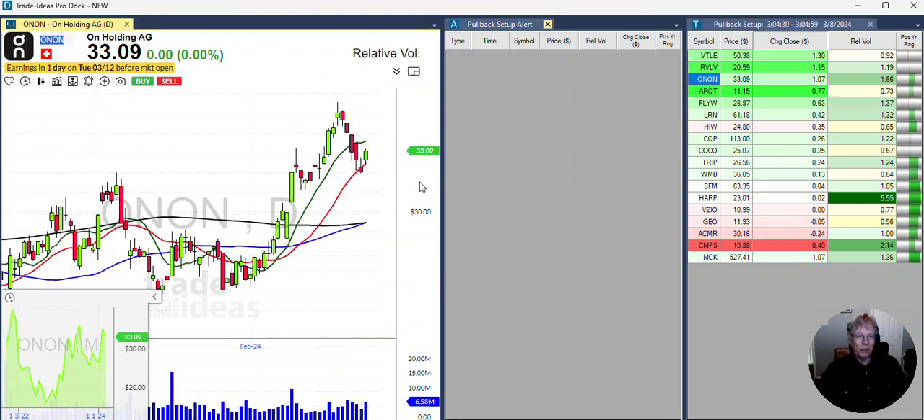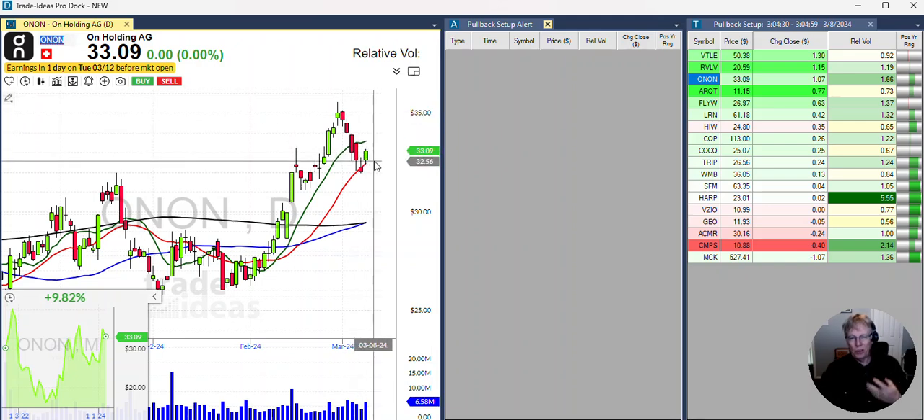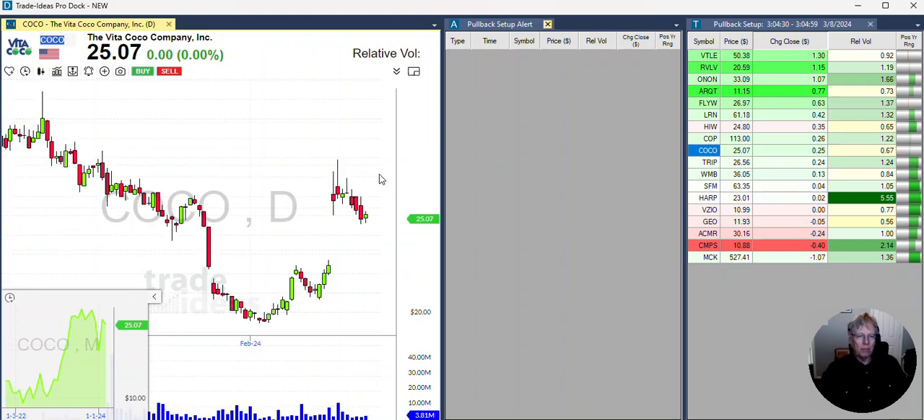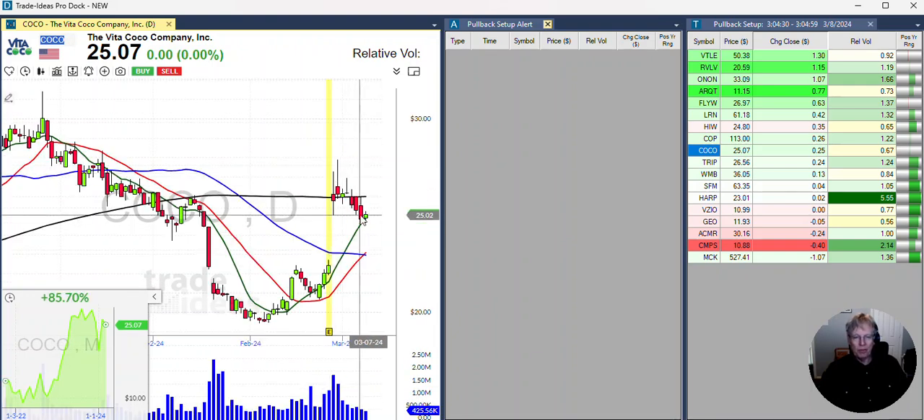Onion, this is one with a little bit deeper pullback. You're probably not going to find this one on some of my other scans that look for more strength above a 10-period moving average. But nonetheless, it bounced back above its 20, and I'm going to show you how I use these setup bars the following day once I get through some of these scans here. ARQT, nice bounce off its moving average, and there's your setup bar. So a couple more. Let's go to Cocoa. Even though you're not going to find this on a lot of my other scans, it pulled back here, held the 10-period moving average, and could potentially bounce off that.